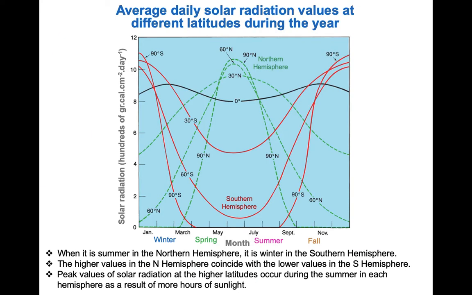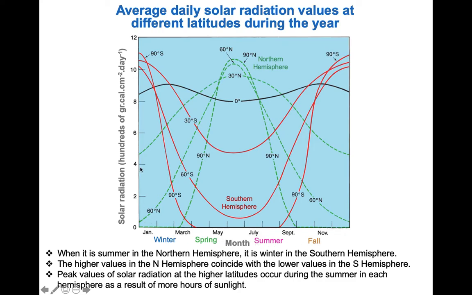If you look at the average daily solar radiation values at different latitudes throughout a year, we're going to see some interesting patterns. First of all, let's orient ourselves with respect to this diagram. So along the horizontal axis, you see the seasons: winter, spring, summer, and fall.